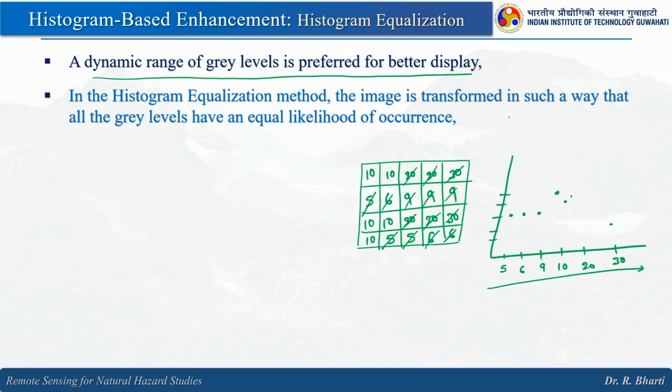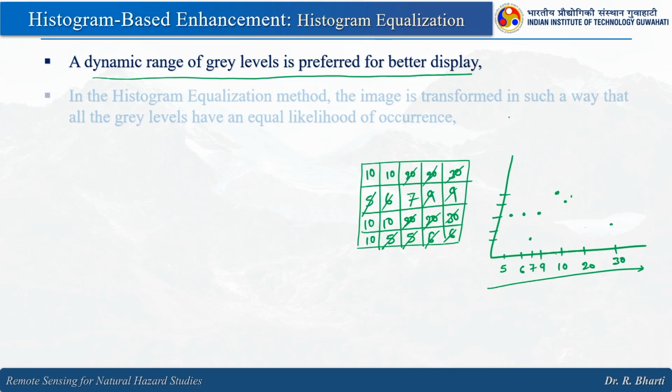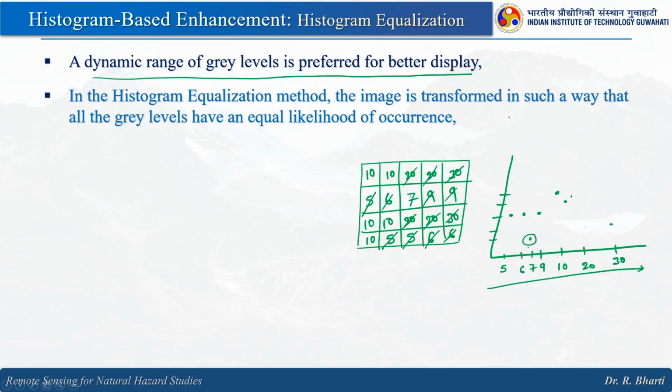But suppose I replace this value with, let us say, 7, right. Now, we have 7 here. 7 has only one frequency. So, in such cases what will happen? This value will not be seen in the image because other DN values have high frequency, meaning they are occurring more number of times.